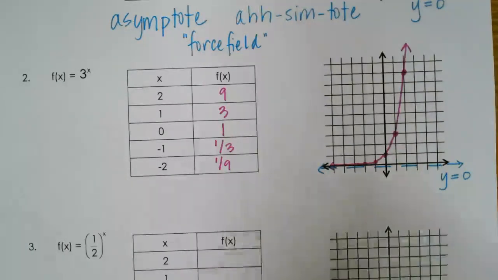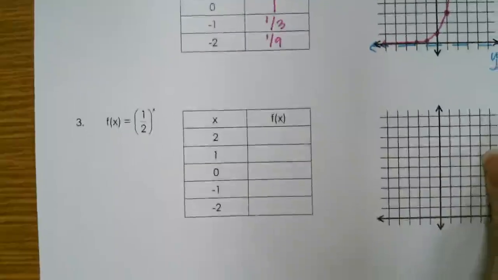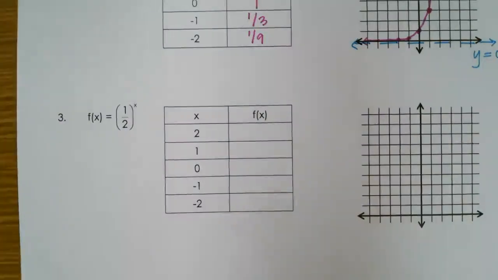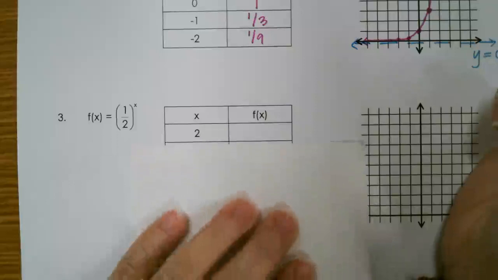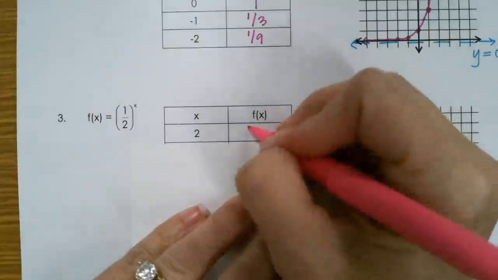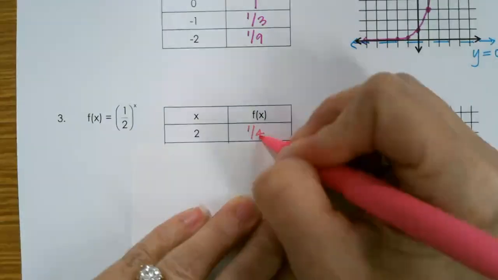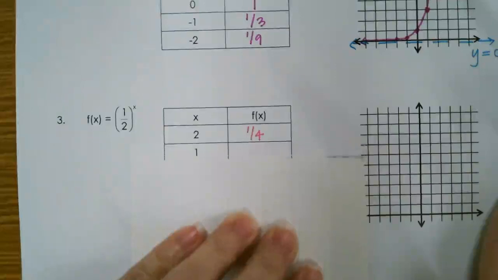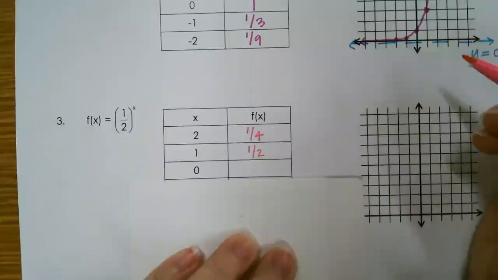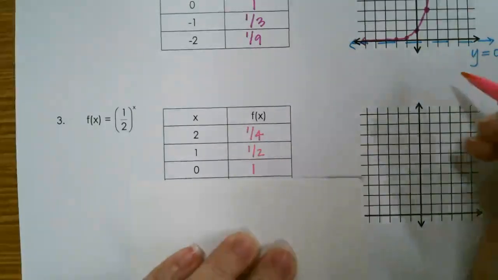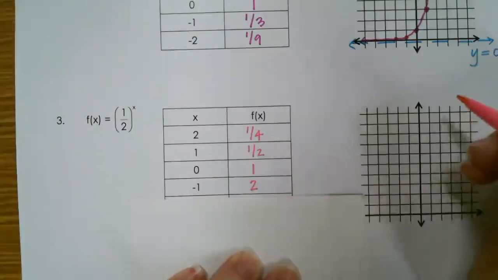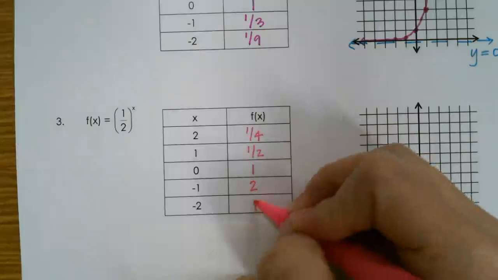All right, next one. Same idea here, except this time we're going to do the parent graph of 1/2 to the x. So I'm going to go through. Here we go. All right, 1/2 squared is going to be 1/4 because I'm multiplying 1/2 times 1/2. All right, 1/2 to the first is 1/2. 1/2 to the 0 power is still 1. 1/2 to the negative first is going to become 2. And 1/2 to the negative second is 4.